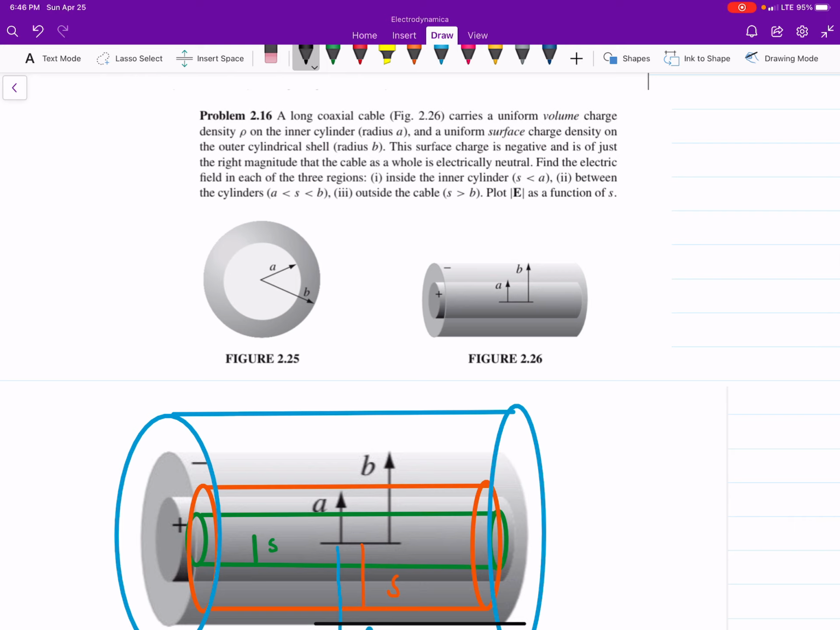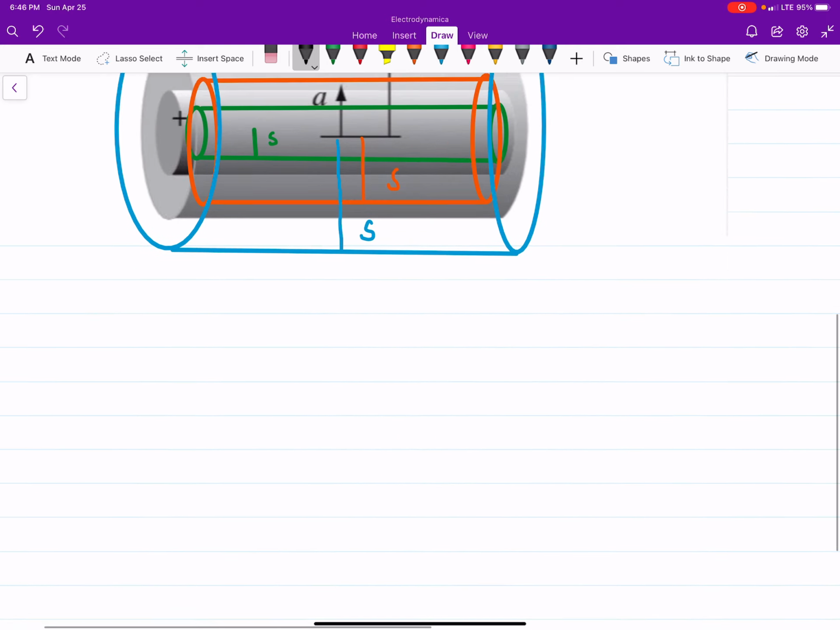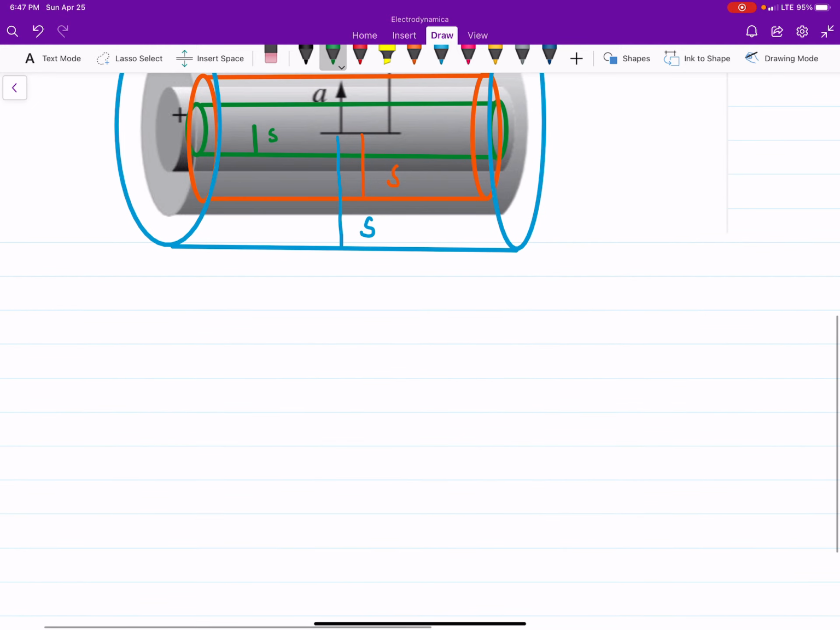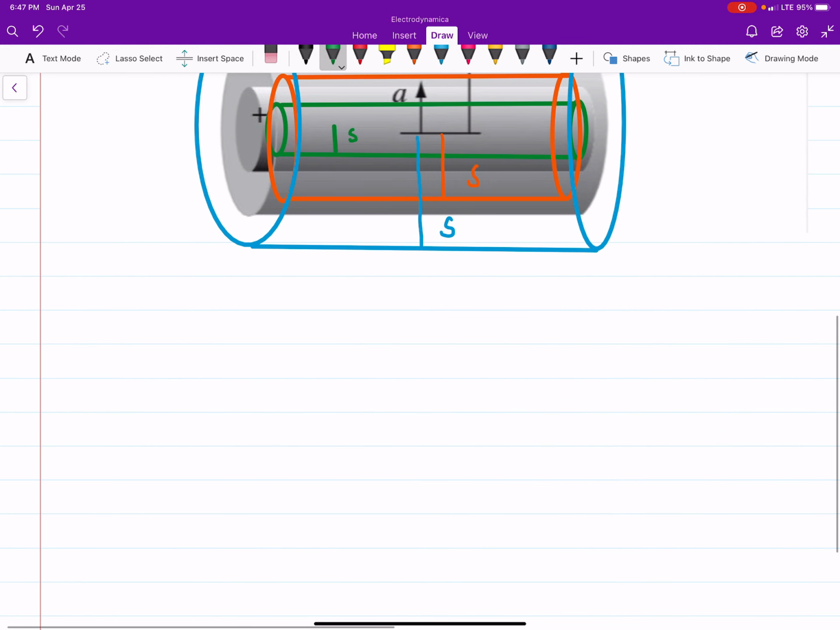Okay? We are not going to plot it, that's not really necessary, and I tried to draw a Gaussian surface on this blown up image. So you can see I have a green Gaussian surface, which is inside, an orange Gaussian surface, which is in between, and a blue Gaussian surface, which is outside. So I guess we'll do the E fields depending on the color. So for s less than a, I'm doing green, that's the Gaussian surface we're using.